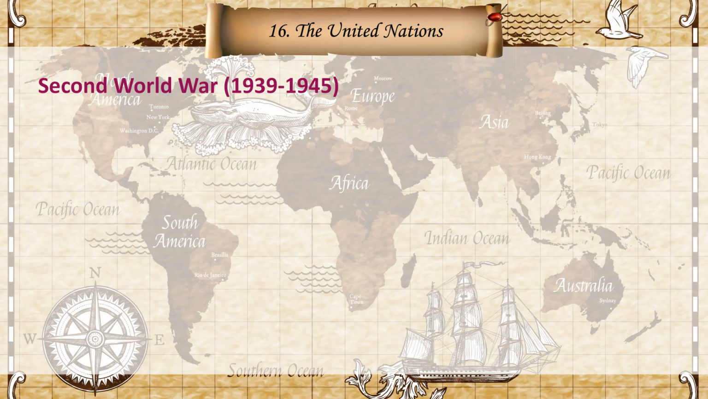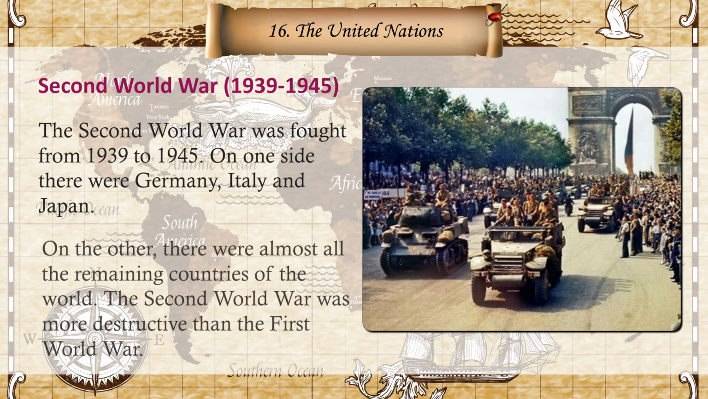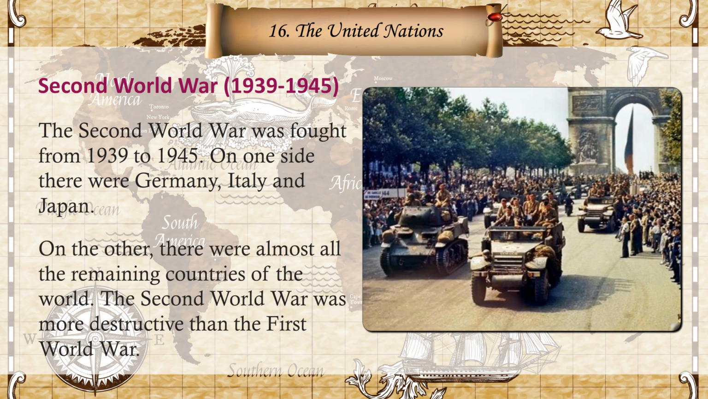Second World War, 1939 to 1945. The Second World War was fought from 1939 to 1945. On one side there were Germany, Italy and Japan. On the other there were almost all the remaining countries of the world. The Second World War was more destructive than the First World War.